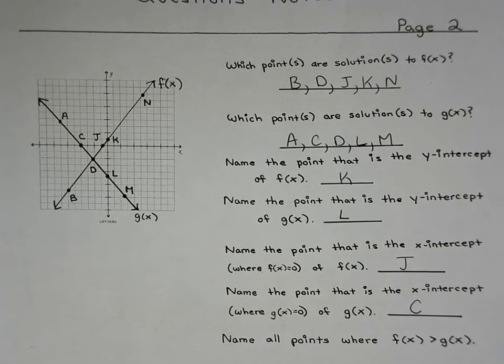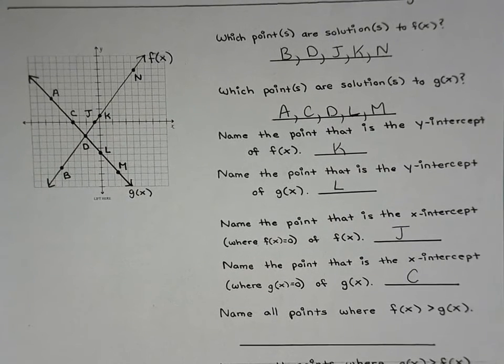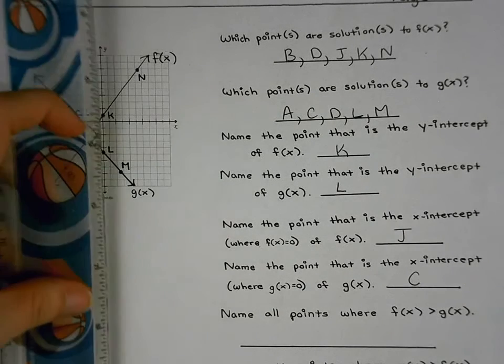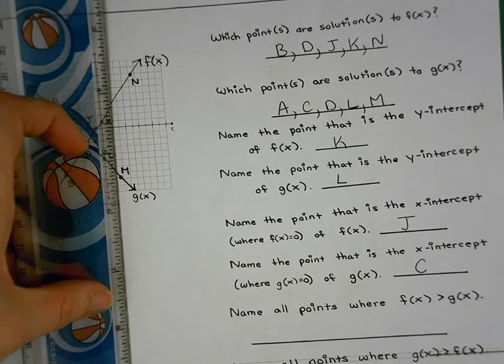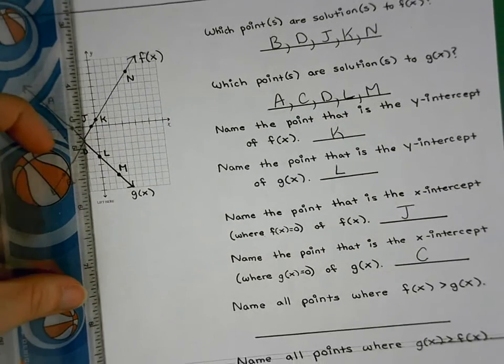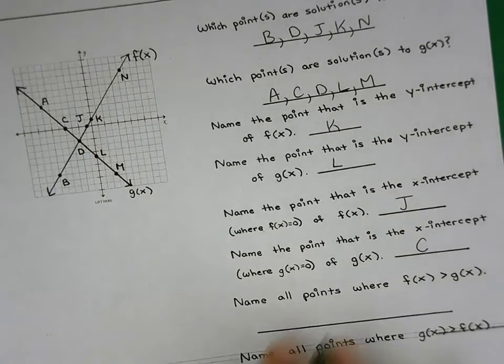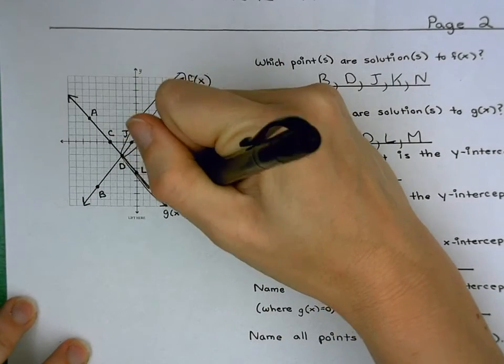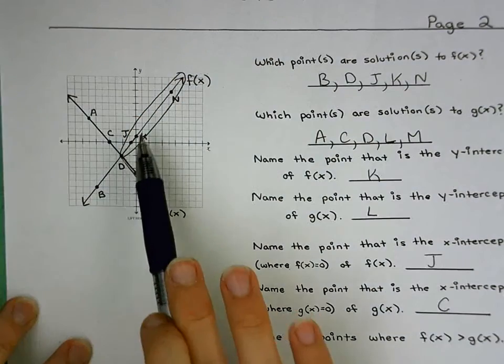Okay, next one. Name all the points where f of x is greater than g of x. See if you can answer this one, and I'll give you a hint. For this particular one, you should have 3 answers. Okay, so if f of x is greater than g of x, that means f of x is above g of x. Well, f of x is above g of x on this section of graph here. Right, everything greater than x equals -2. So right here, this is where f of x is greater than g of x, and that is at j, k, and n.